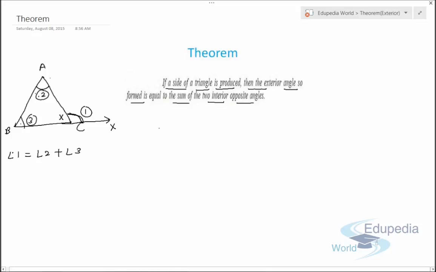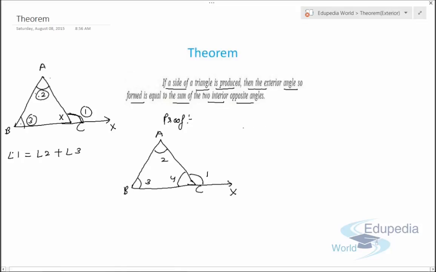So let's see how we can prove this theorem. We'll discuss the proof of this theorem. Again, consider triangle ABC. Let's extend this to X and mark this angle as 1, this as 2, this is 3, and this is 4.